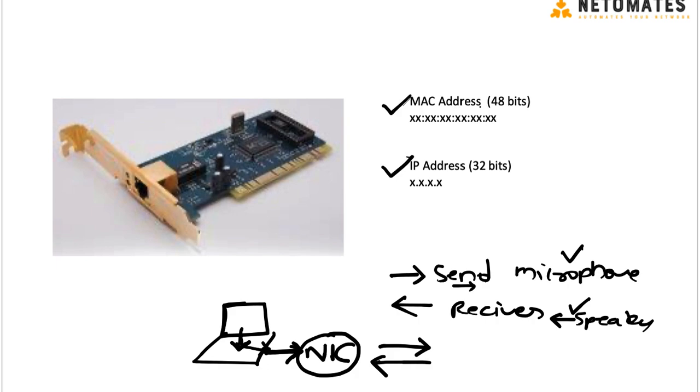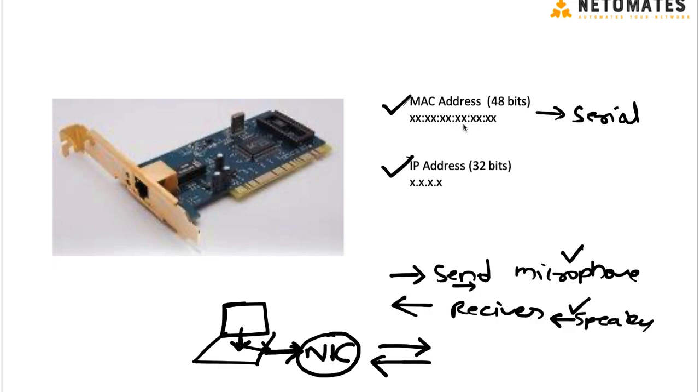So one is MAC address. MAC address is like a serial number. Whoever manufactures this network interface card, they will already configure the MAC address on the network interface card itself. Normally, you don't need to change anything on this. It will come default like a serial number.